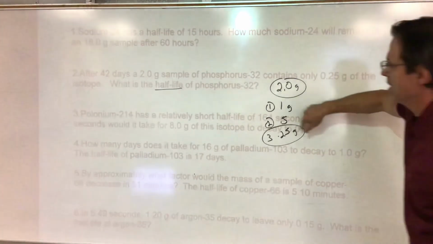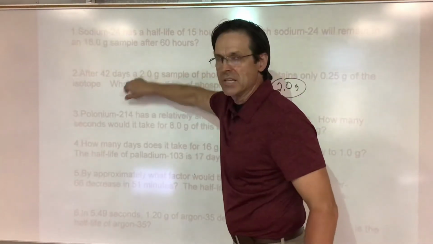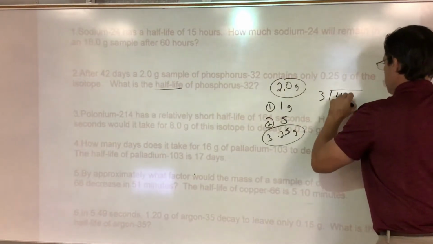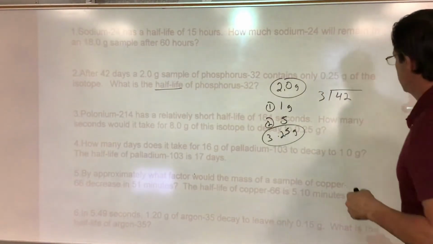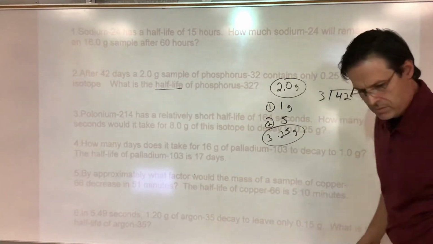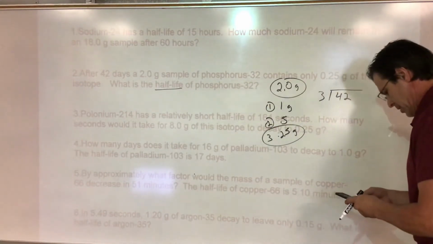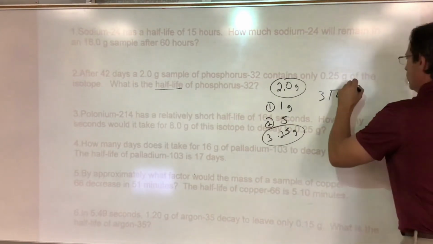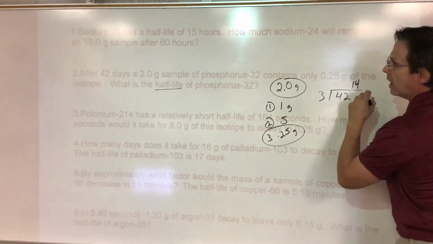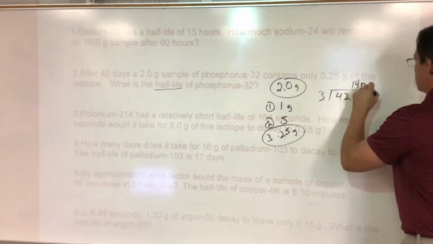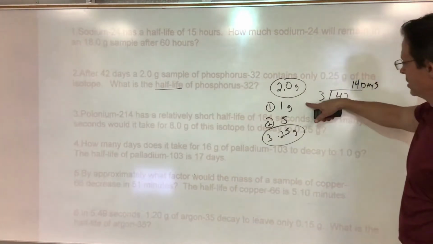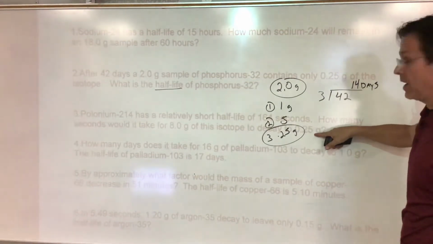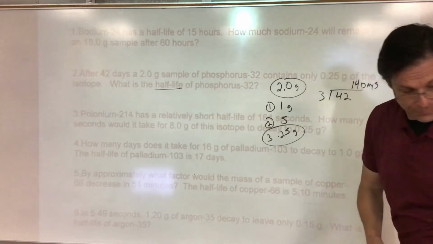So that must mean that this 42 days is made up of 3 half-lives. So just divide 42 by 3 to figure out each half-life, which is 14. So the answer is 14 days. This took 14 days, this took 14 days, this took 14 days, total of 42. So your answer should be 14 days, all right?